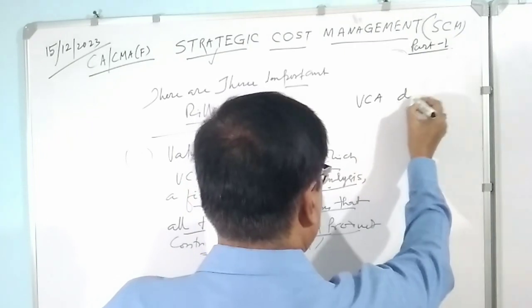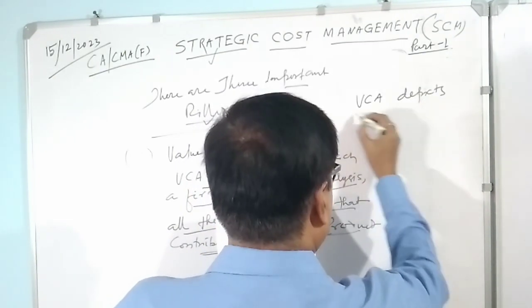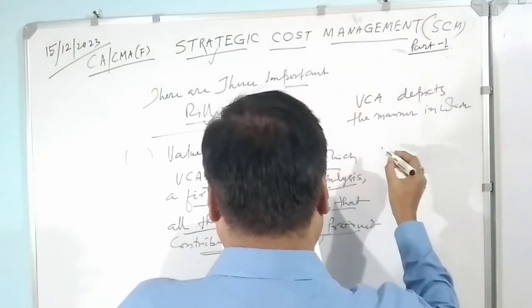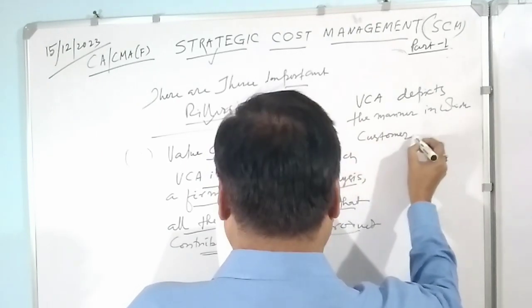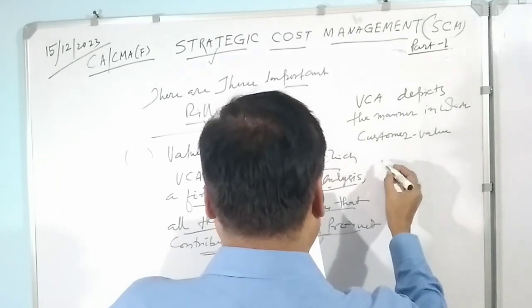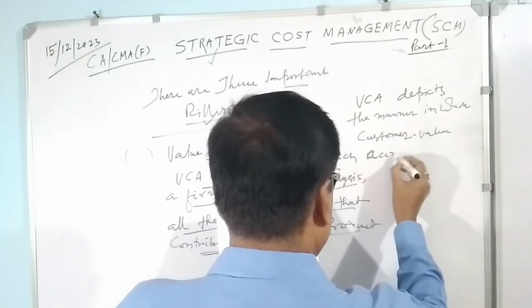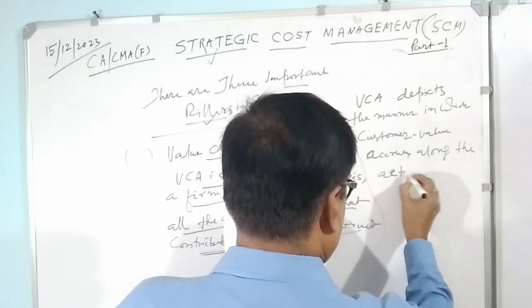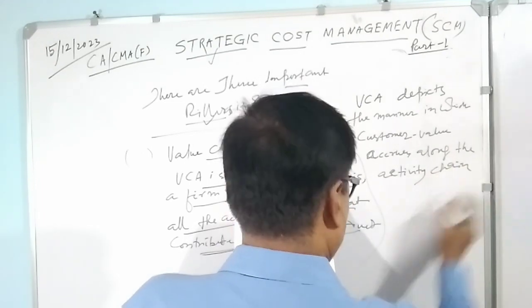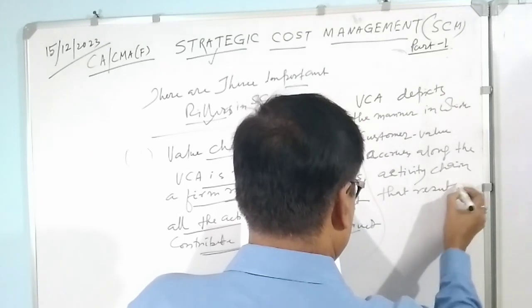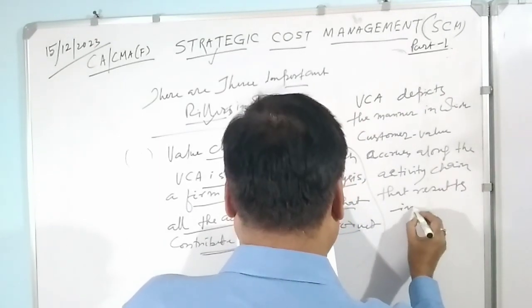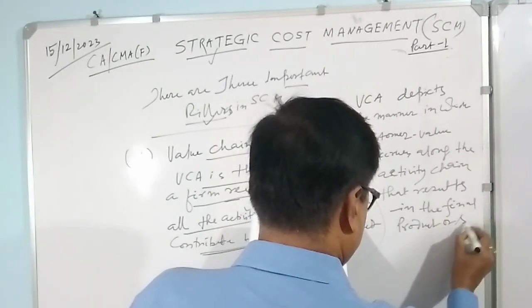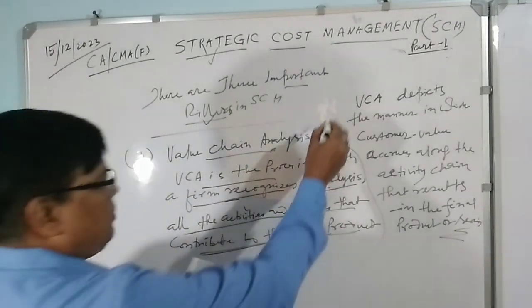VCA depicts the manner in which customer value accrues along the activity chain that results in the final product or service.